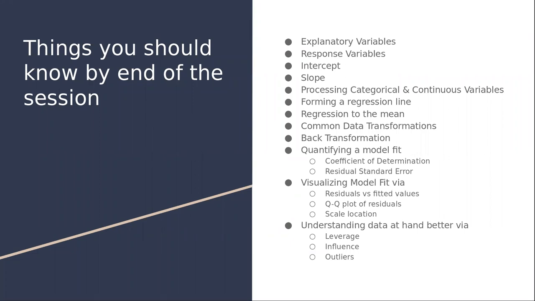Then by the end of the session, you should know what processing a categorical variable and a continuous variable should look like. For continuous variables, you would be mostly dealing with standardization and normalization. So there's a lot of part in the data processing as well. Then forming a regression line, regression to the mean. This is an important, interesting concept. Common data transformations, pretty much interesting. Quantifying a model, visualizing a model, visualization.